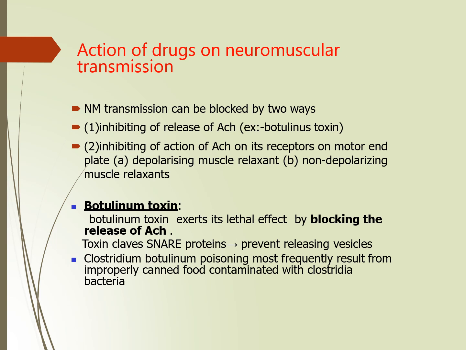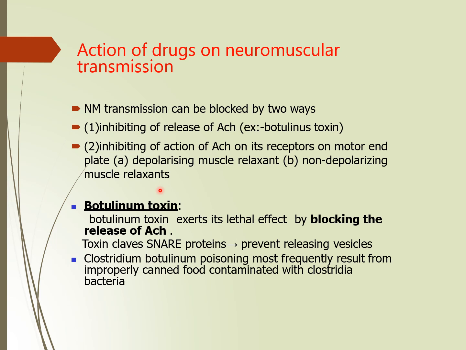And till now we have seen the entire sequence of transmission of nerve muscle or the events in the neuromuscular junction, and now we will see the neuromuscular blockers, that is the action of drugs on the neuromuscular junction. So can we block this neuromuscular transmission? Yes, it can be blocked in two ways: inhibiting the release of ACH, for example by botulinum toxin, and inhibiting the action of ACH on its receptor by depolarizing muscle relaxants and non-depolarizing muscle relaxants.